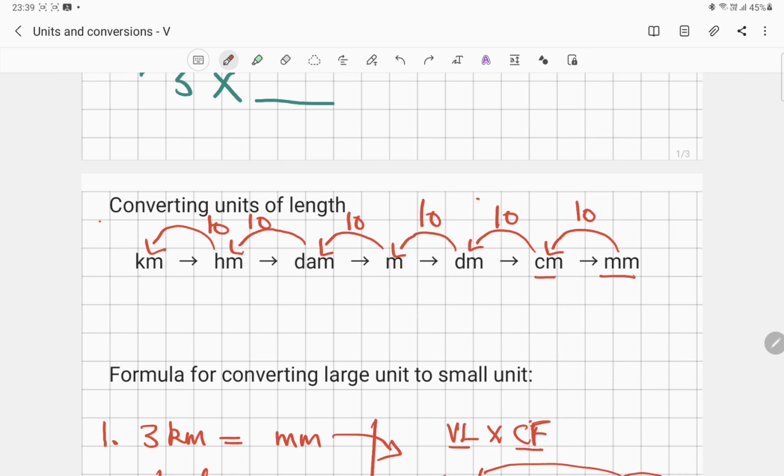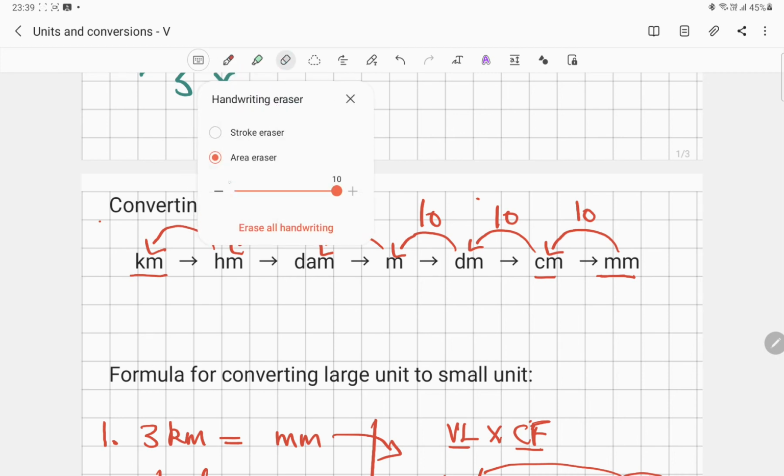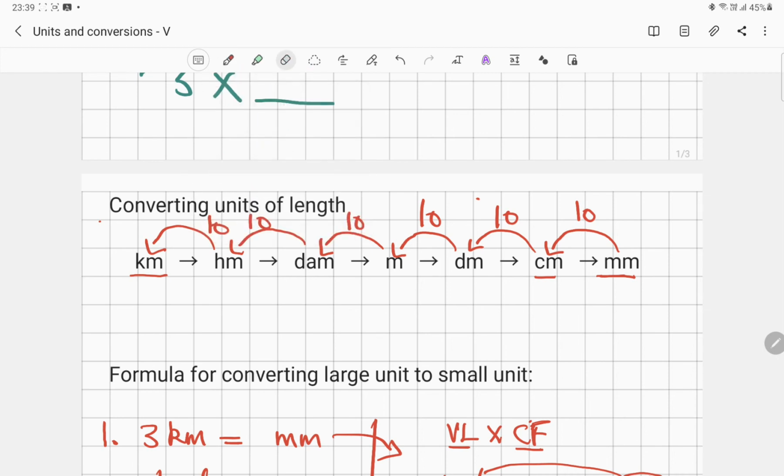If you wish to convert a kilometer into a millimeter, simply do this. So this is, let me write this in the right place. Just give me a moment. Let's just reduce the area size. And let's write this in the correct place. So this is 10 here. So this is conversion factor 1. Let's call this conversion factor 2, conversion factor 3, conversion factor 4, conversion factor 5, and conversion factor 6. So we got 6 conversion factors.